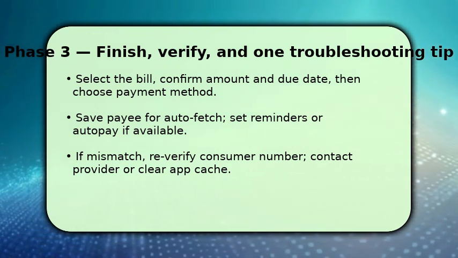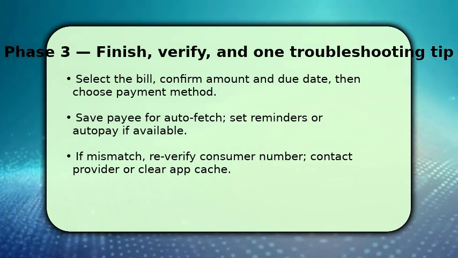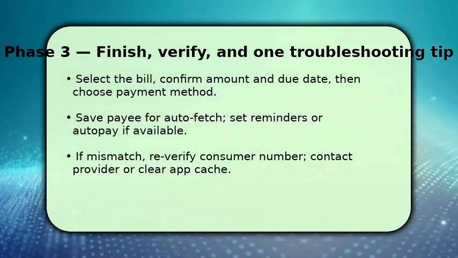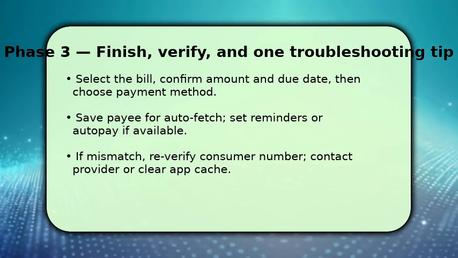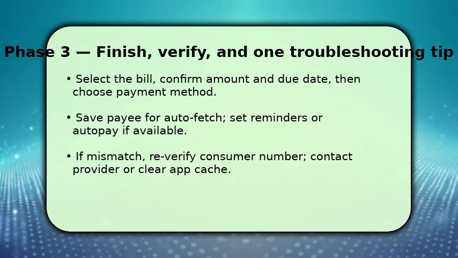If the bill doesn't appear or names mismatch, re-enter and verify the consumer number, then request another OTP. If problems persist, clear app cache, update the app, or contact your electricity provider to confirm account linking.